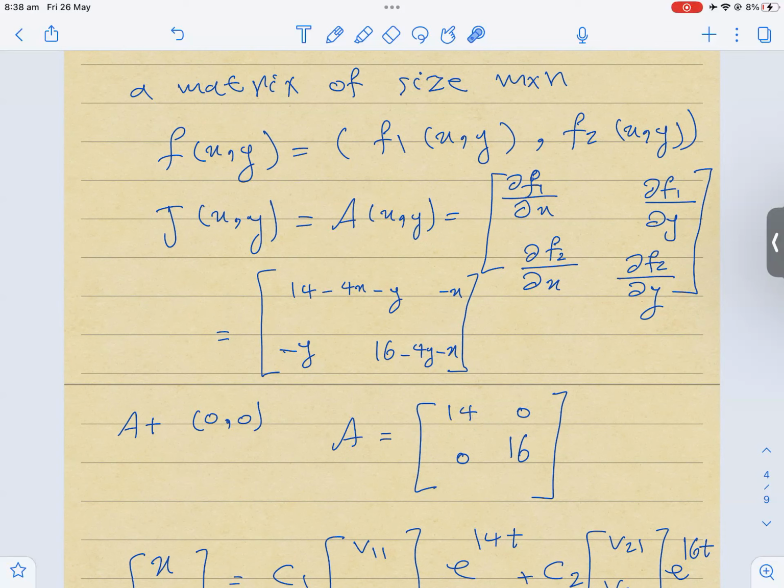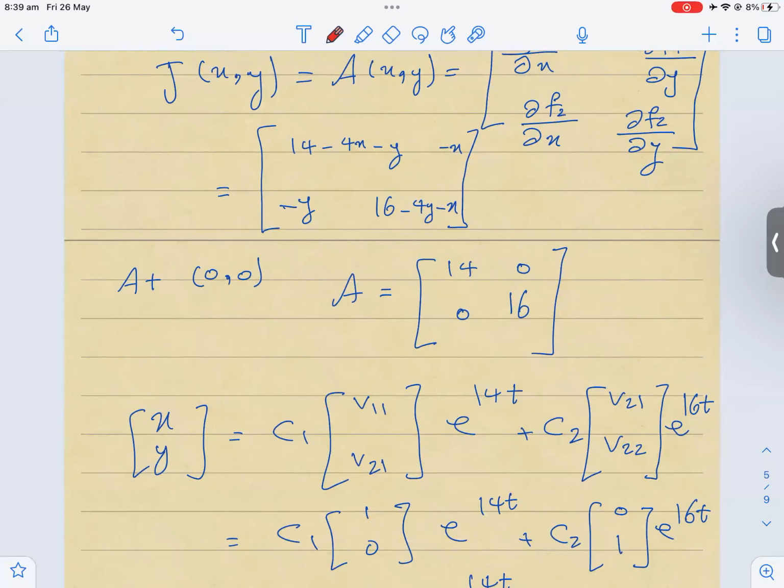14, 0, 0, 16. But the eigenvector is unique up to multiplication of that column. It means that the column can be 14 times 14 and 0, and you can multiply it by 1 over 14. It will be 1 and 0. So this here.